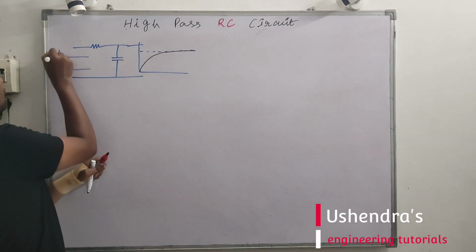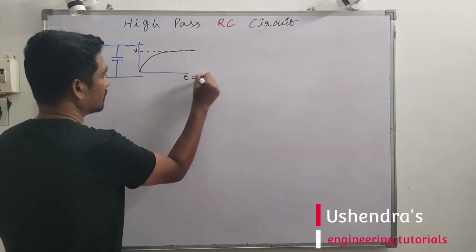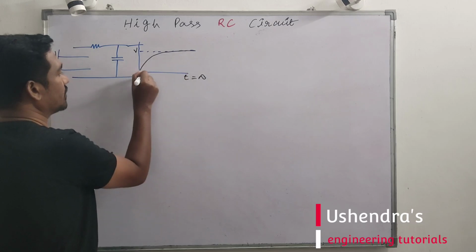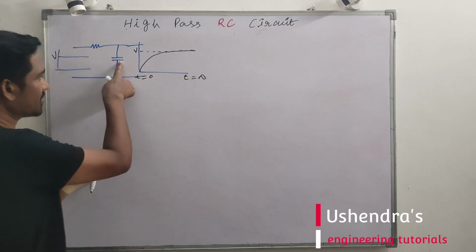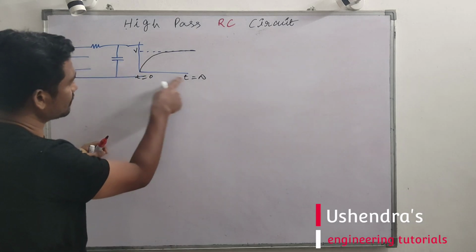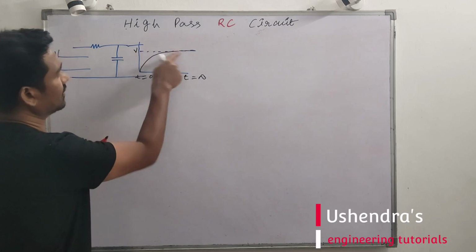When the input voltage is V, at t equal to 0, without any charging, the voltage across the capacitor is 0, and as t tends to infinity, the voltage across the capacitor reaches the final value.